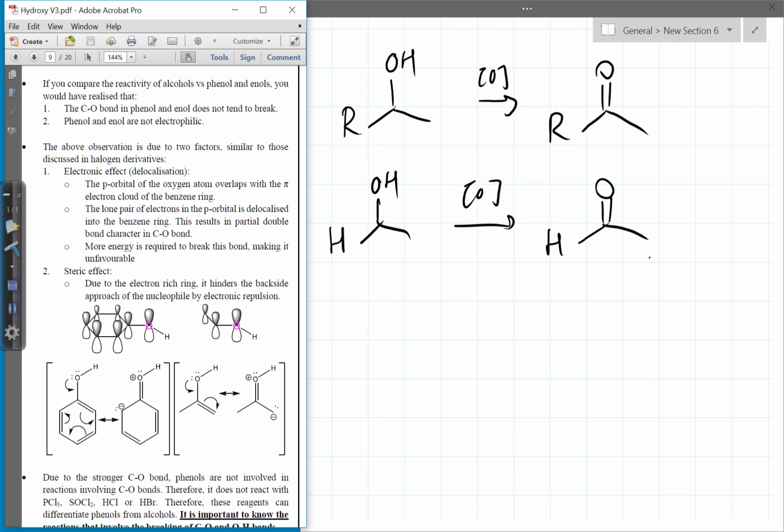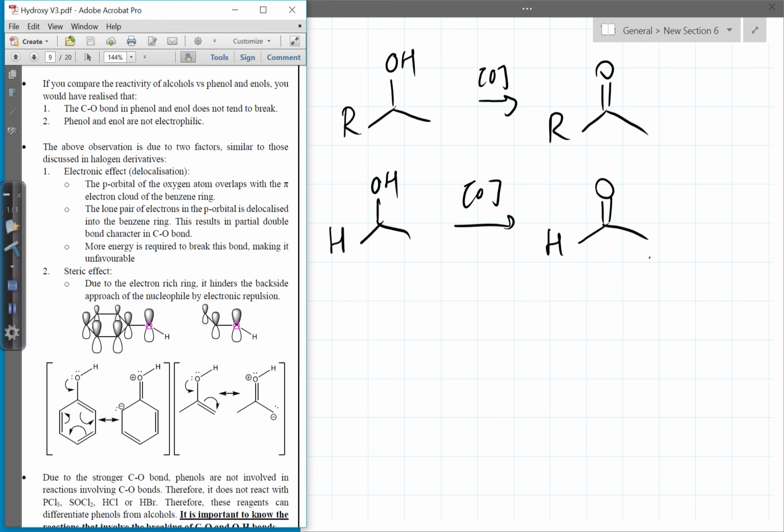First is your electronic effect, which is your delocalization. You can see from the diagram below that the p orbital is parallel to the ring of unhybridized p orbitals, so they can overlap sideways, and this results in delocalization of the lone pair. And the CO bond will have double bond character. When you have a double bond character, it will not break easily.